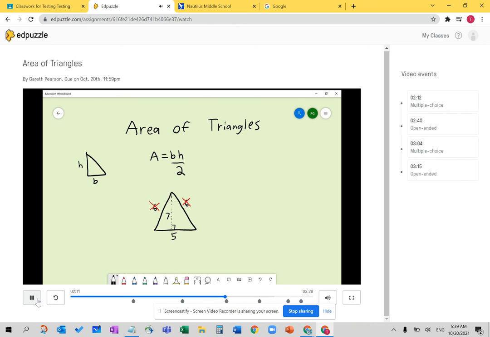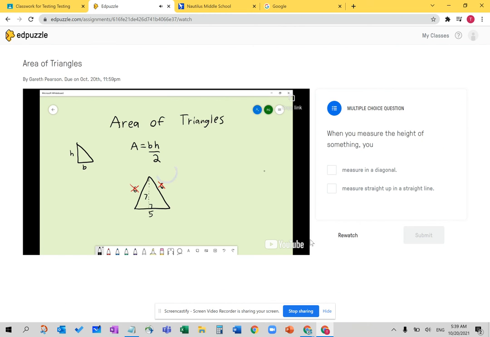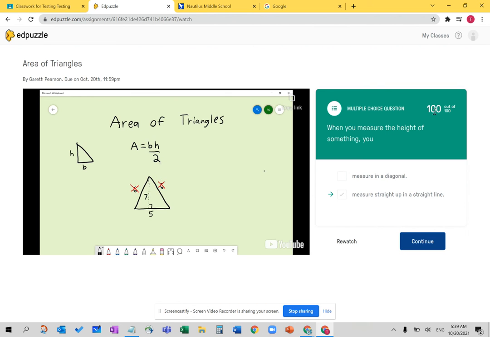7. I don't care about the 6. 5 times. And you're back to the same question. It specifically said measure straight up in a straight line. So I'm going to click that, and boom, notice since it's a multiple choice question, it grades it right away. And this is pretty much all Edpuzzle is.